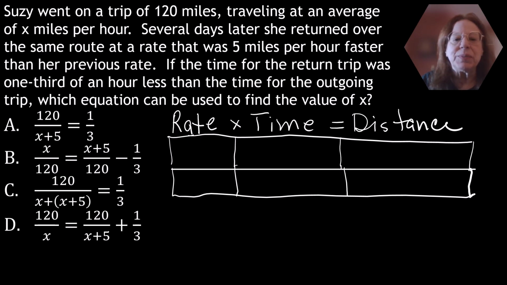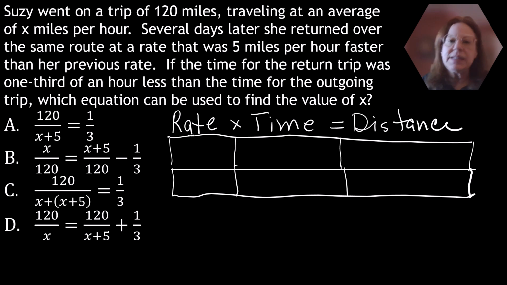Susie went on a trip of 120 miles, traveling at an average of X miles per hour. Several days later, she returned over the same route at a rate that was 5 miles per hour faster than her previous rate. If the time for the return trip was 1/3 of an hour less than the time for the outgoing trip, which equation can be used to find the value of X?